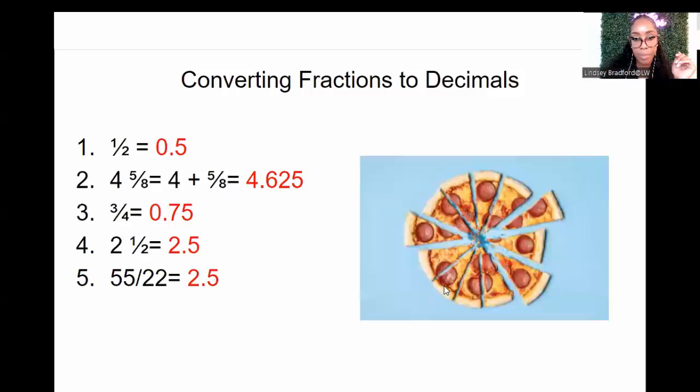Okay, so let's go and do some practicing converting fractions to a decimal. So we know that the first one is 1/2, and 1/2 is always 0.50. Okay, now let's look at number 2. Number 2, we're going to do 4 plus 5 divided by 8. You should have done 4 plus 5 divided by 8.